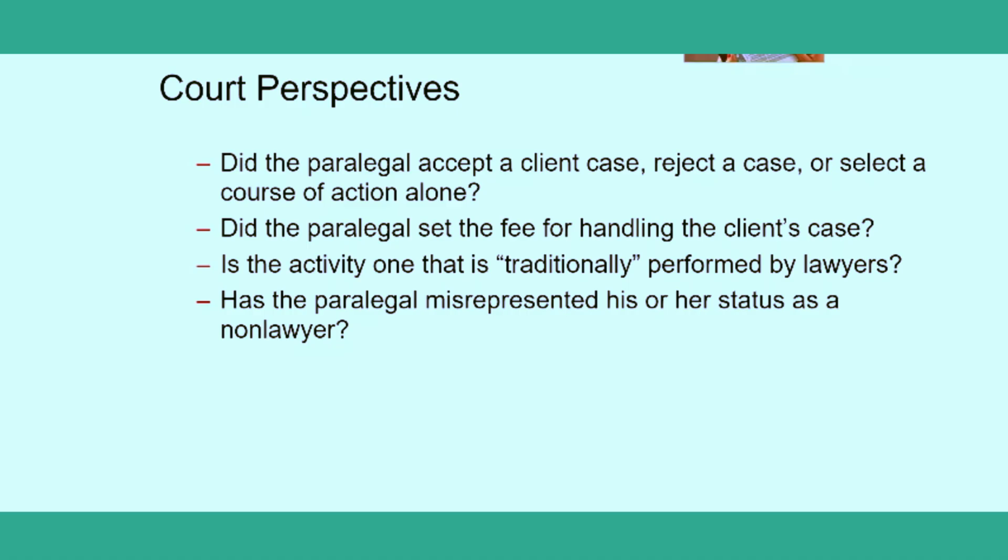Misrepresentation happens impliedly and explicitly. Explicit misrepresentation would look like this: a paralegal walks in the room and says, "Hi, I'm Suzanne Bechtel. I'm here to help you with your case. I'm your lawyer." That would be explicit misrepresentation. I've claimed I'm a lawyer when I'm not, so I've misrepresented myself to the client.